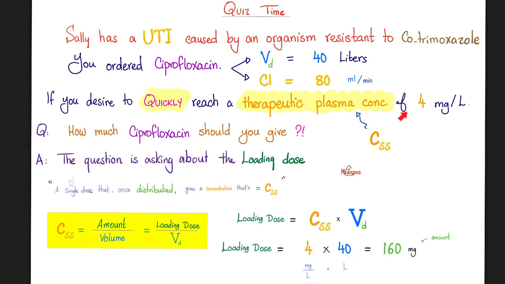This question is asking you about what? You guessed it, the loading dose. It's an amount, which equals volume times concentration. What's the volume? The volume of distribution, 40 liters. What's the concentration? The steady state concentration, which is 4 milligrams per liter. Do the math. You should load Sally with 160 milligrams in one big, single, huge, humongous dose, which is what we call the loading dose.